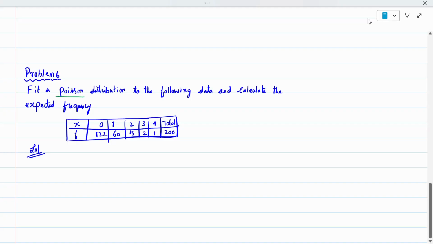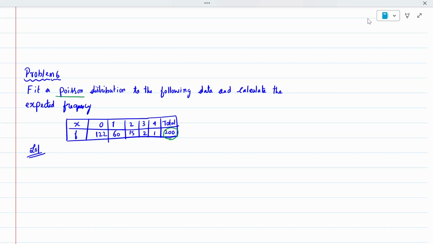No, it can be calculated using binomial distribution, exponential, normal, any distribution we can use. The answer of the total will be same for all the distributions. Only the corresponding frequency will change. When I use a binomial distribution, I will get a different frequency. When I use a Poisson distribution, I will get a different frequency. When I use a normal distribution, I will get a different frequency. But the total should be the same 200 only. So that is called a fit Poisson distribution.